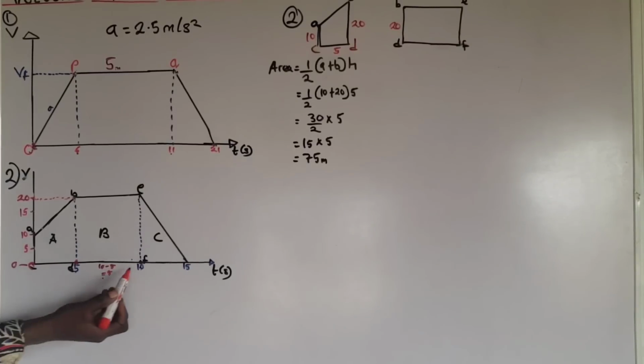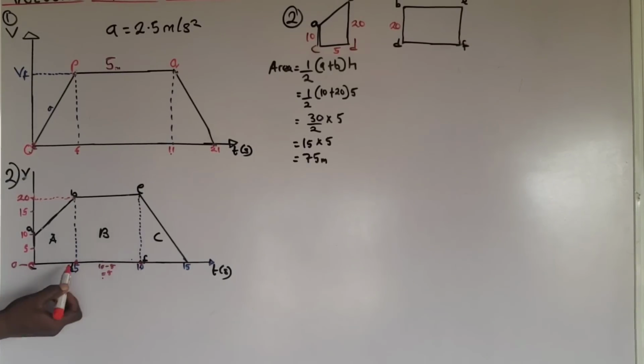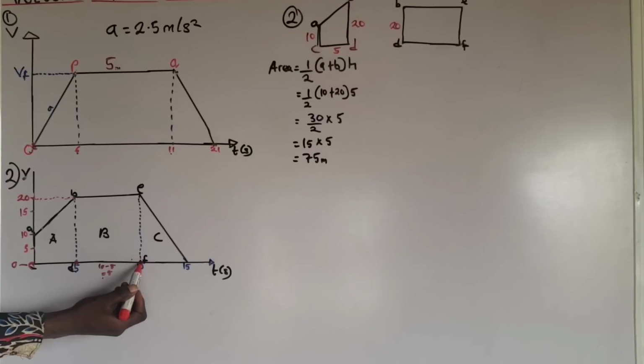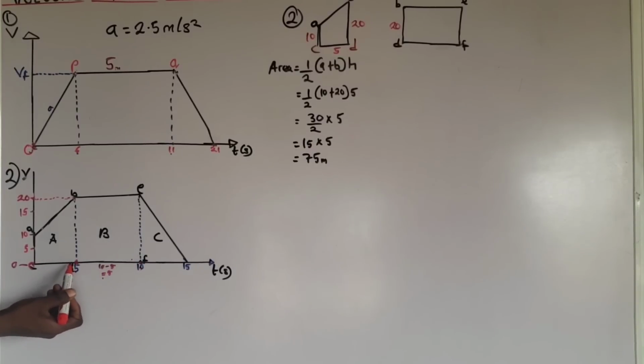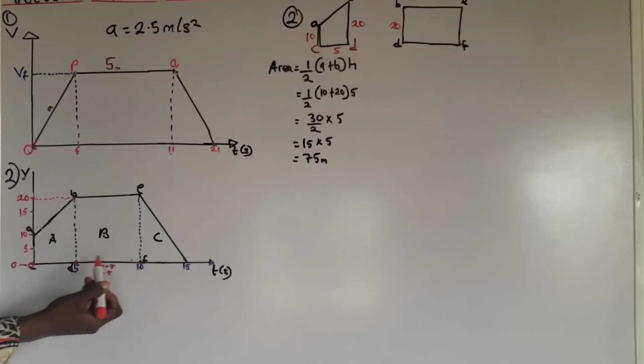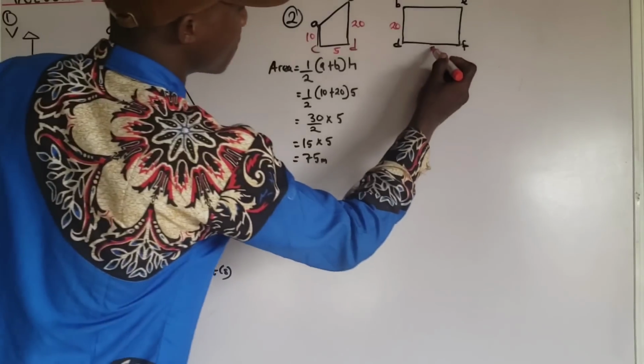How did I get 10? The final time is 10. The initial time is 5. 10 minus 5 is 5. So the distance between this point and this point is 5. Are you paying attention? So DF will be 5.